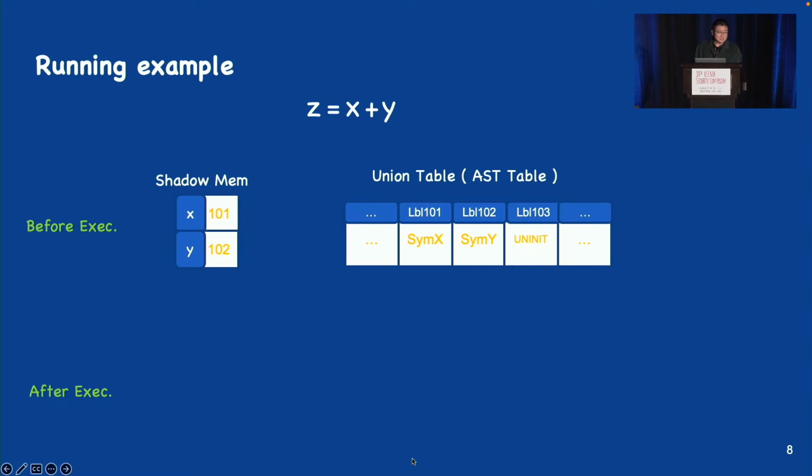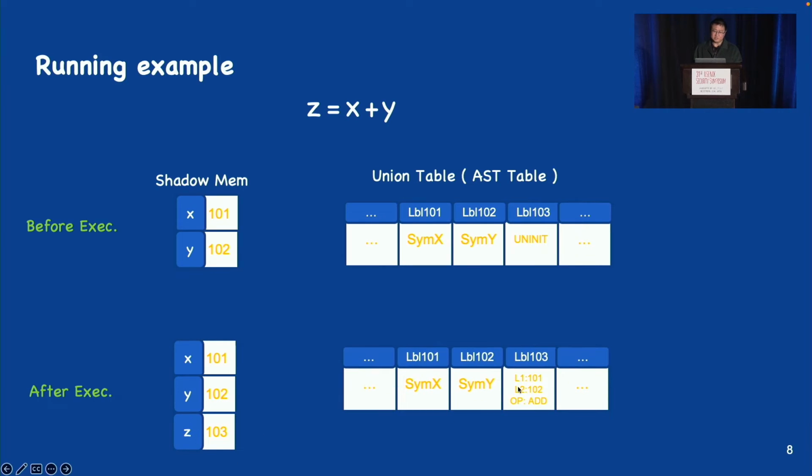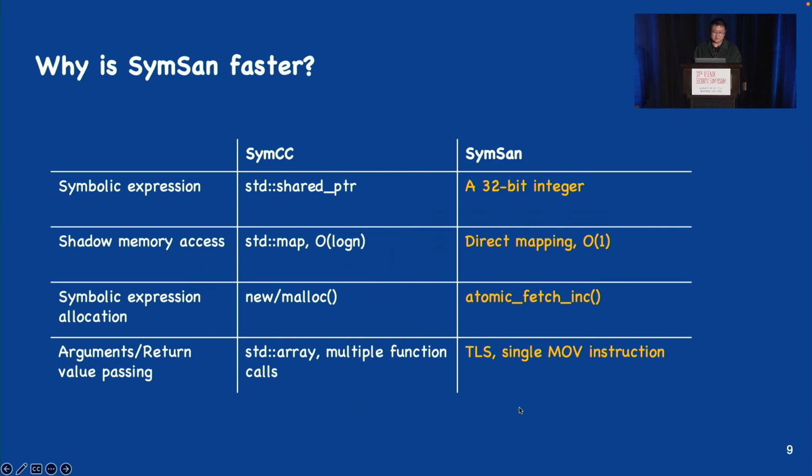So here's a running example. Before the execution, you can see that in the shadow memory, we have X mapped to label 101, which in this slot stores the symbolic expression for X. And next, we have another mapping from Y to 102, and you have another slot in this union table corresponding to the symbolic expression for Y. And after the execution, you have a new mapping, and you also insert a new slot in this union table. So that's it, very straightforward.